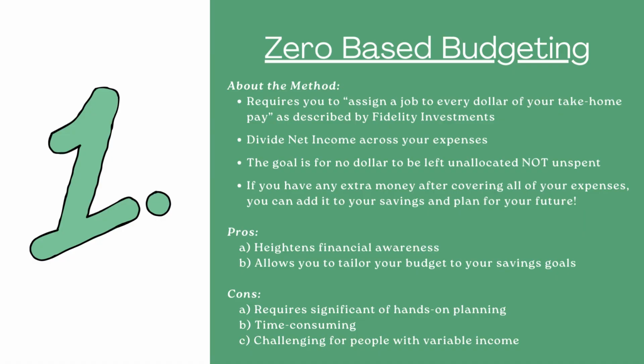Okay, let's start with zero-based budgeting. The success of your zero-based budget is in the details. This method requires you to assign a job to every dollar of your take-home pay, as described by Fidelity Investments. In the end, all of your net income will be divided into categories. For example, housing and utilities, transportation, groceries, dining out, student loans, gas, and savings are all examples of categorized expenses.